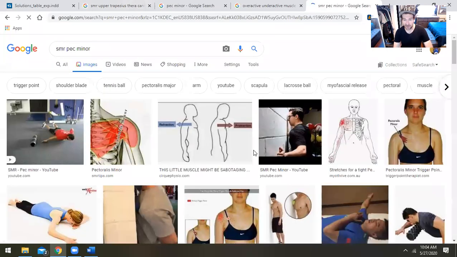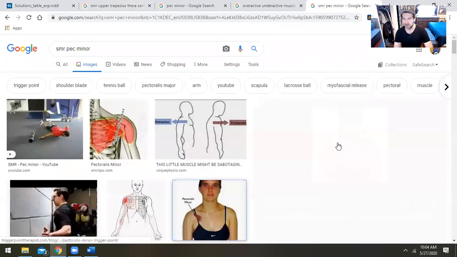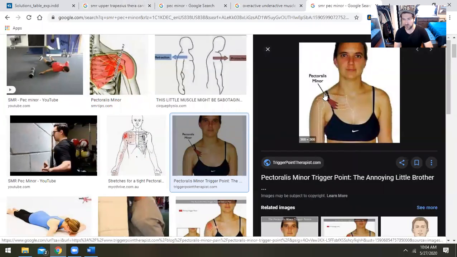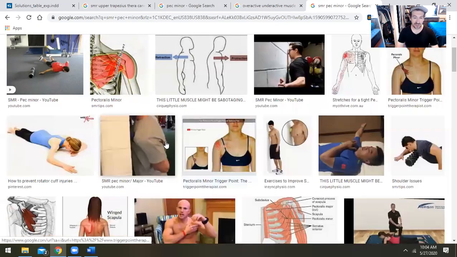You've also got your pec minor. Now this one can be kind of challenging. This is a great picture, by the way. Look at that. You can see big ribs here and as it's inserting. So this one can be kind of challenging to place a ball effectively.